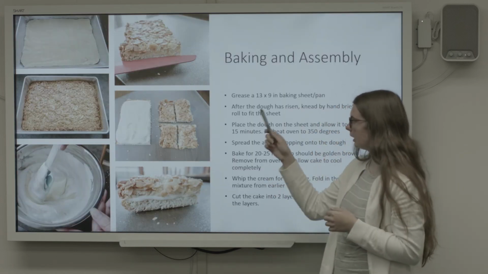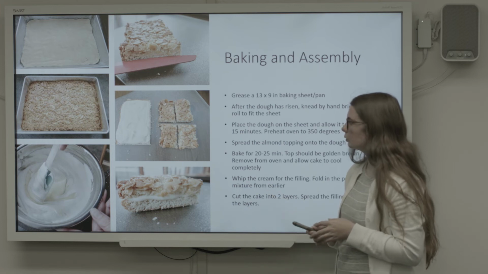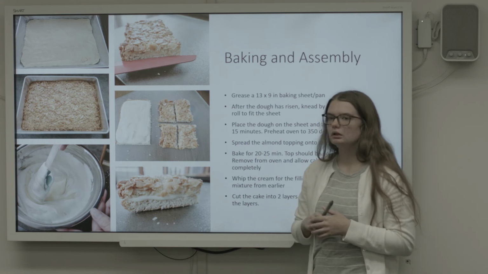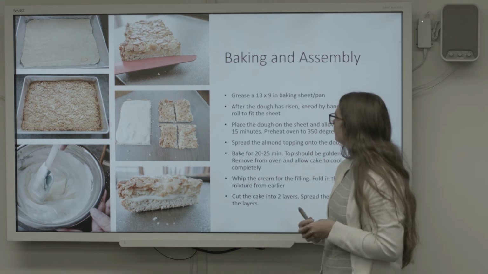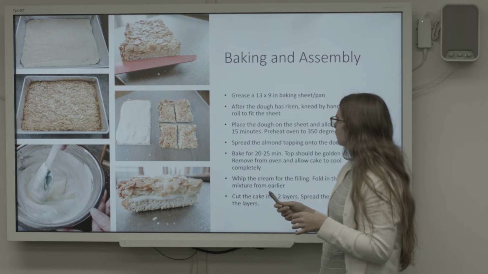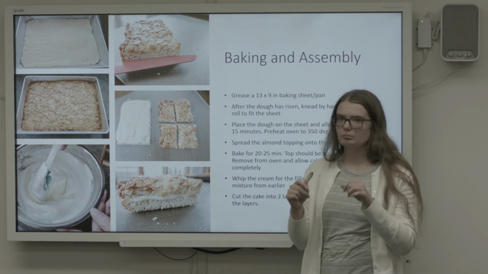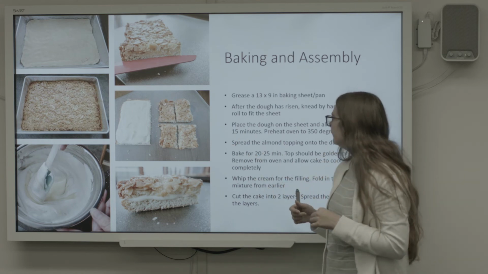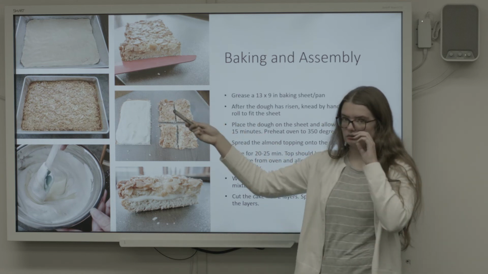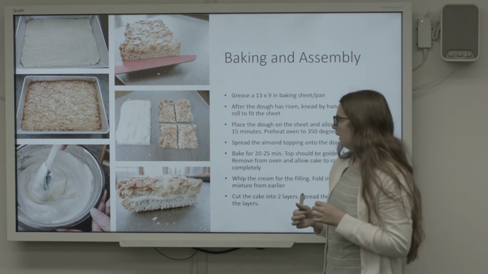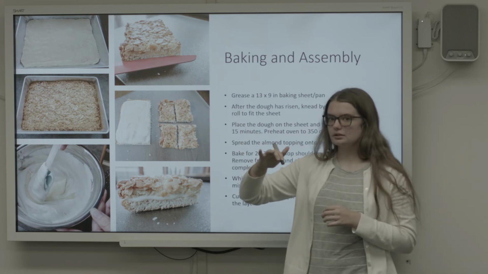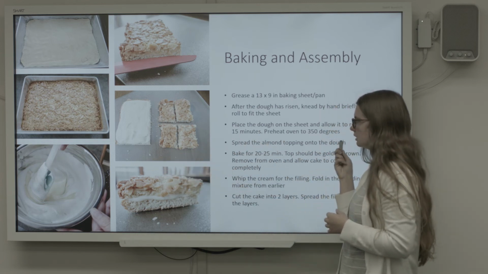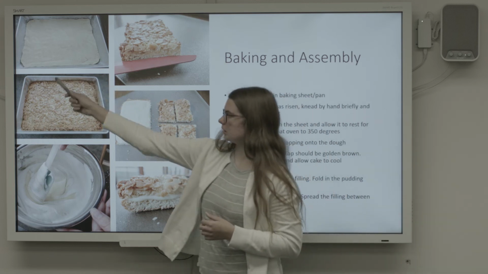So then to bake the cake, you're going to grease a 13 by 9 inch baking pan like in the top left corner. And then after the dough has risen, you're going to knead it by hand for a couple minutes, knete per Hand, and then roll it to fit that sheet, just like in the picture. And then you can verteile die Mandeln auf den Teig. You're going to spread the almond topping onto the dough, and it's going to look like this picture.